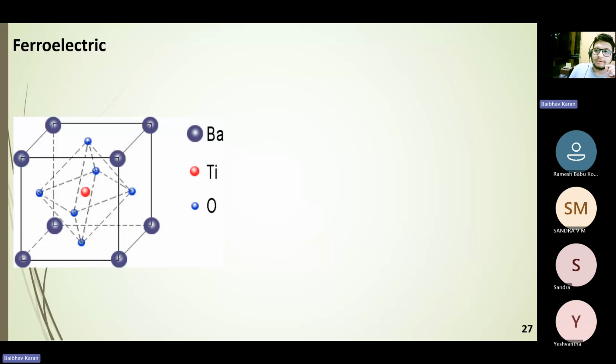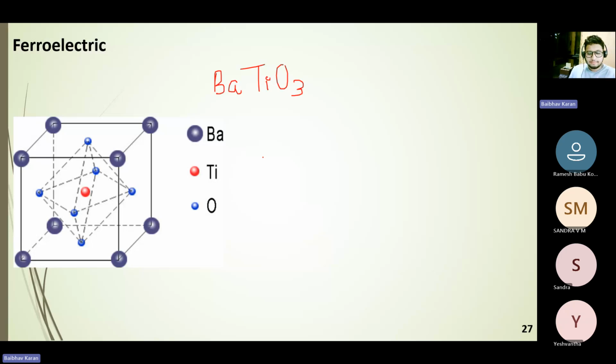BaTiO3, that is barium titanate. I was looking for the name of that material. That is barium titanate.